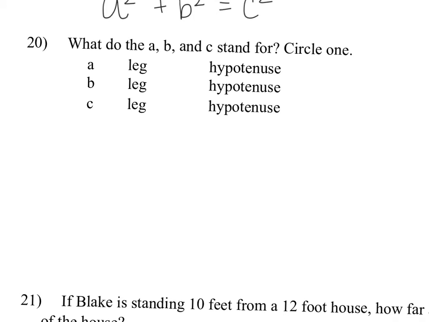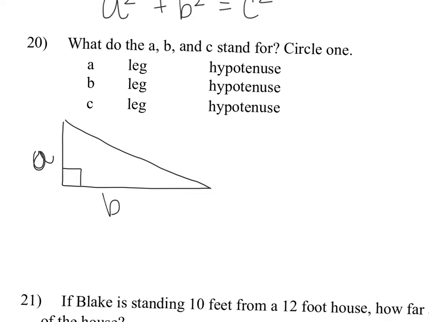On number 20, it's asking you what the different sides stand for. So this is your right triangle. This could be a, this could be b, and this certainly would be c because it is opposite of the right angle. But the question is asking you, what would a be? Well, a is certainly not the hypotenuse. It's a leg. b is also not the hypotenuse. It's a leg. c is exactly the hypotenuse because it is opposite of the right angle and it is the longest side of the triangle.